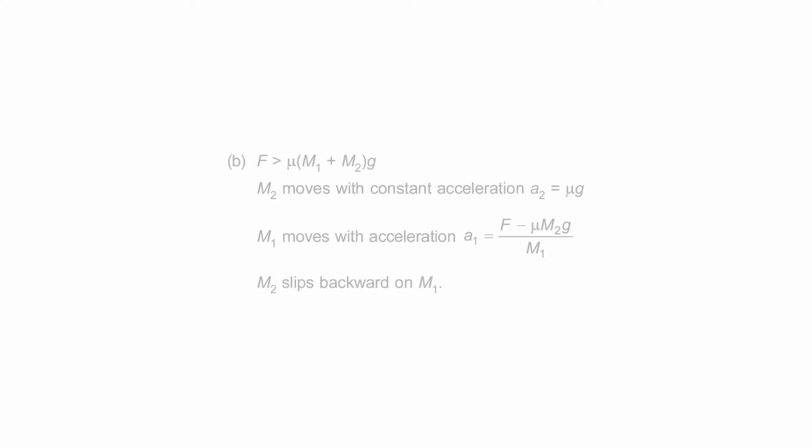B, F greater than mu times (m1 plus m2) into g. m2 moves with constant acceleration a2 equal to mu g. m1 moves with acceleration a1 equal to (F minus mu m2 g) divided by m1. m2 slips backward on m1.